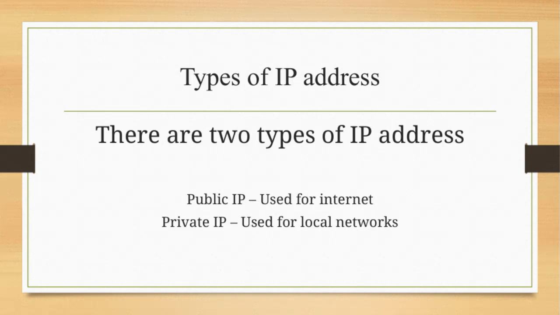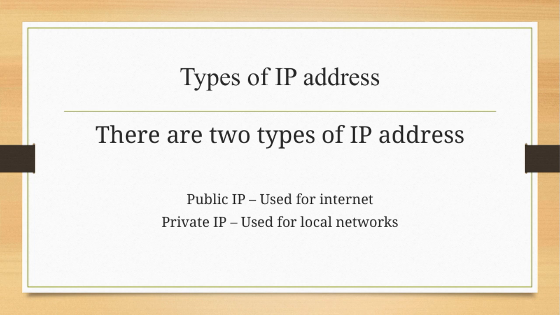Now, let's take a closer look at the two main types of IP addresses. First, we have the public IP address. This is the address used when you're accessing the internet directly. Think of it as your device's unique identifier on the global network, allowing websites and services to recognize and communicate with you. On the other hand, there's the private IP address.